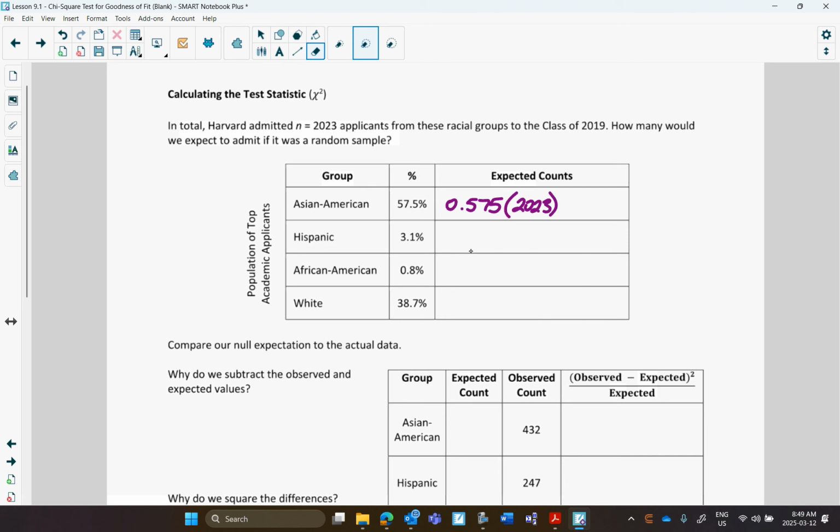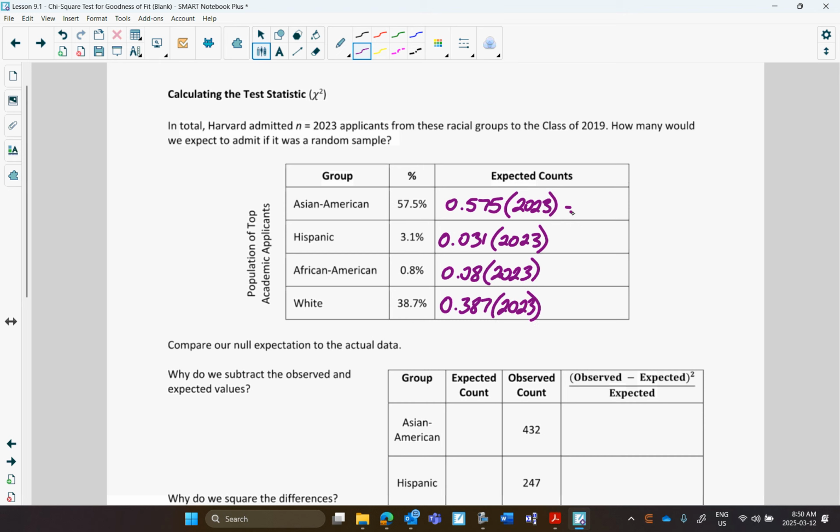0.031% of 2023, 0.08% of 2023, and 38.7% of 2023. That should give us an appropriate breakdown of admits, what we would expect according to the population distribution. If I go to 1 decimal place for each, I get 1163.2, 62.7, 16.2, and 782.9.